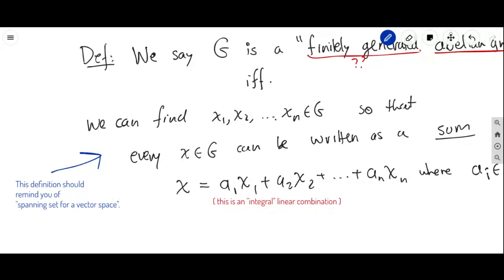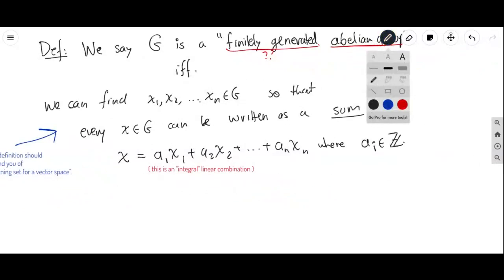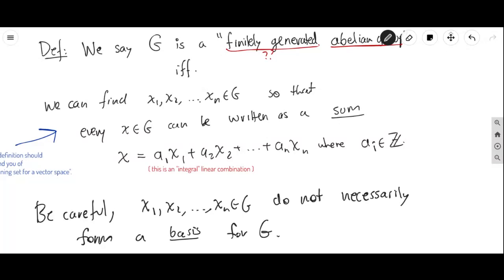When you have a vector space, you talk about a spanning set, a set of vectors that allow you to express every other vector. But you do have to be careful, and this is the part where you have to be careful. Just be careful that x1, x2 up to xn do not necessarily form a basis for G. To form a basis, it would mean that every element in G can be written uniquely as a combination of these.